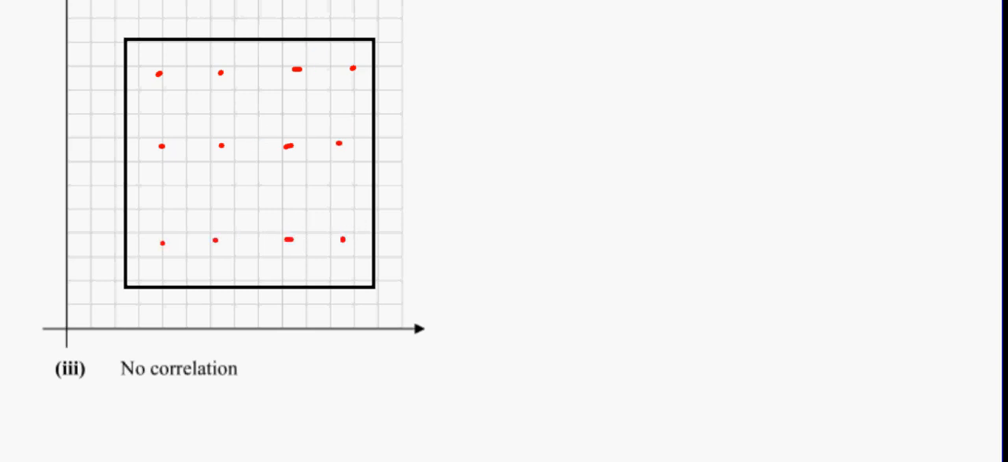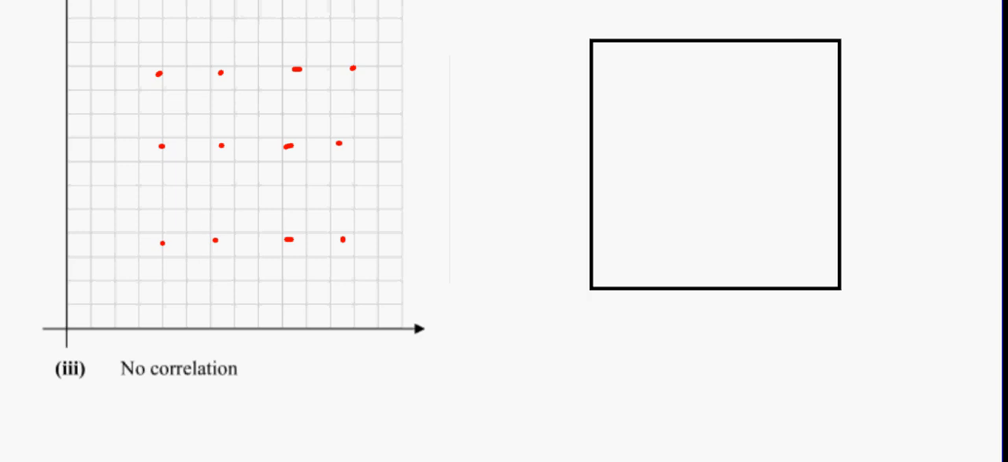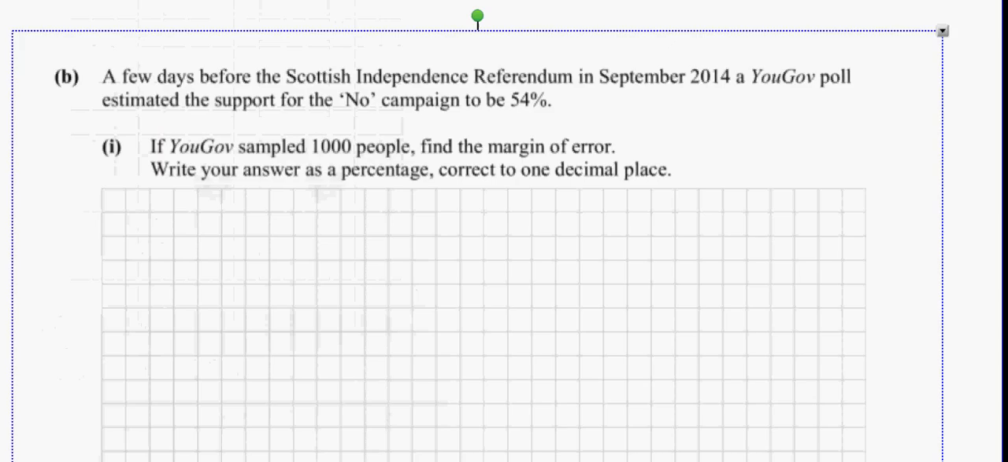And you agree there's no way you can put your line anywhere, isn't it? You can put your line this way, you can put your line this way. You don't know where to put the line, do you? So that means there's no correlation. Alright, awesome. That was easy money.